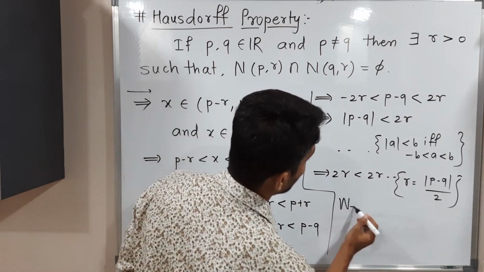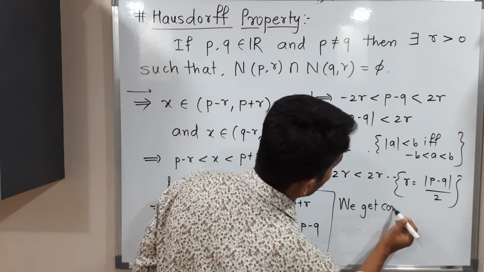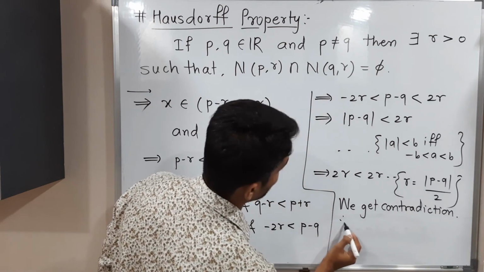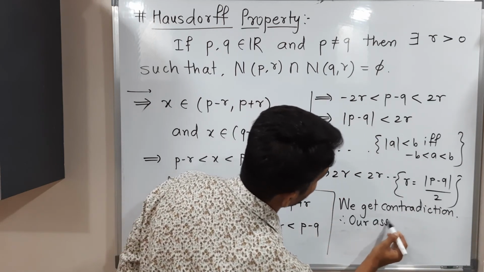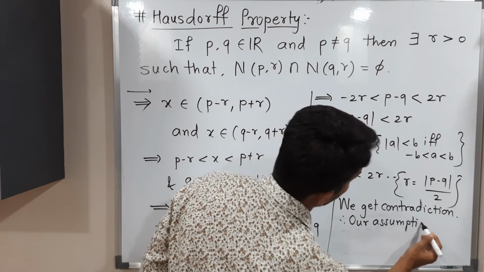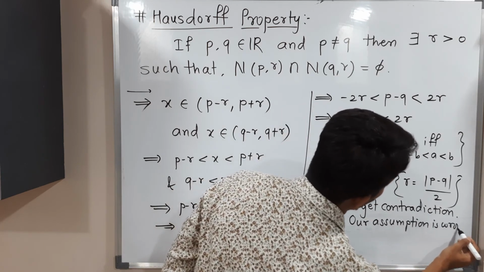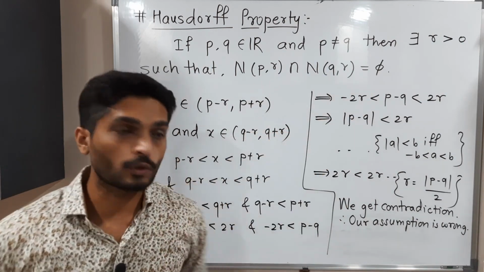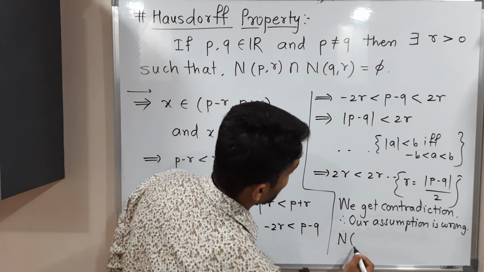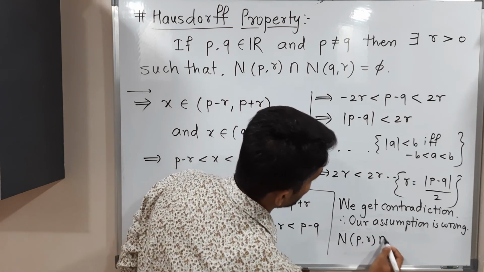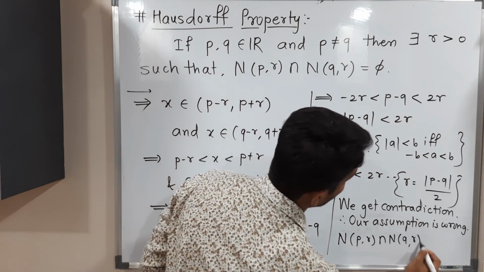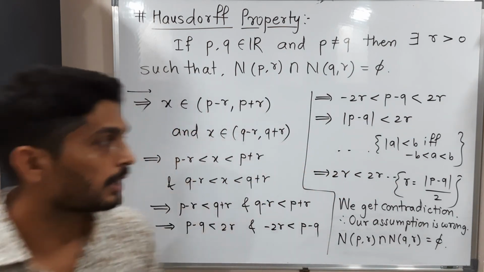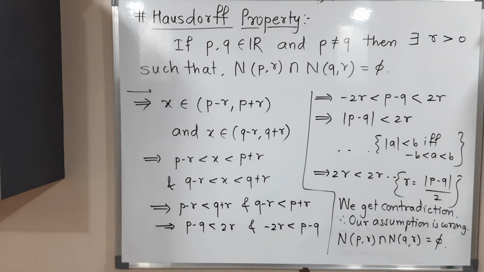We get a contradiction. So therefore our assumption is wrong. What was our assumption? Our assumption was that the intersection is not equal to phi. That is wrong. That's why the intersection is phi. Therefore, neighborhood of p with radius r intersection neighborhood of q with radius r is equal to phi. Yes, in this way we proved it. So the proof is over. Make a screenshot of it. Then we'll stop. Thank you. Bye bye.